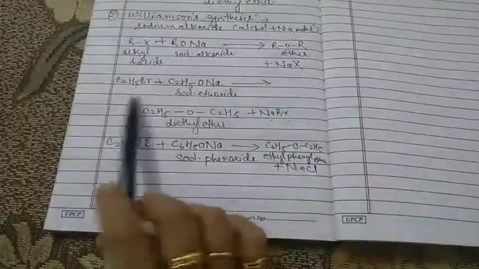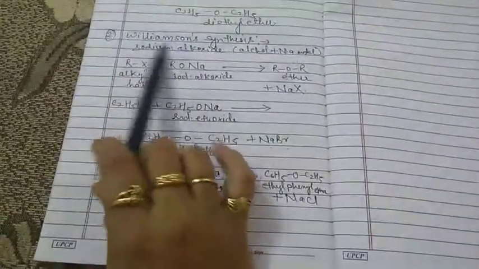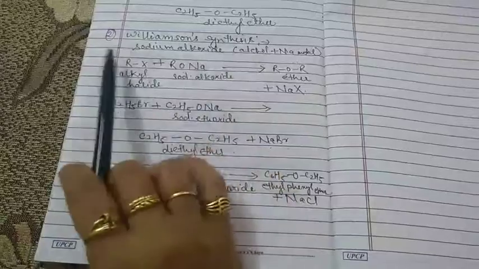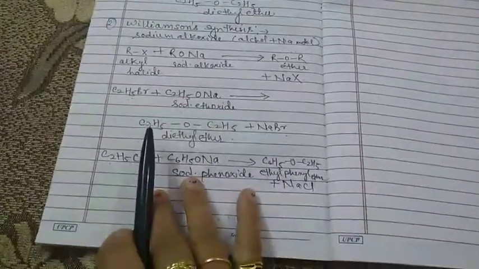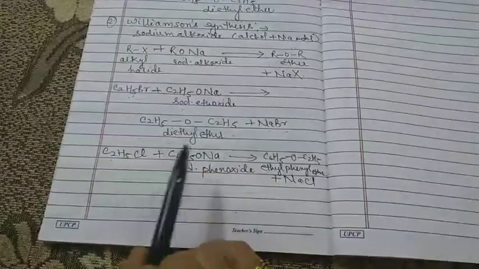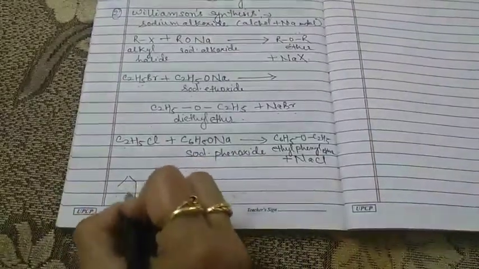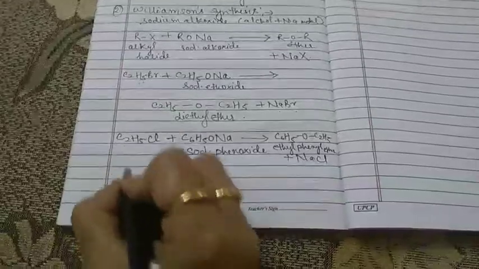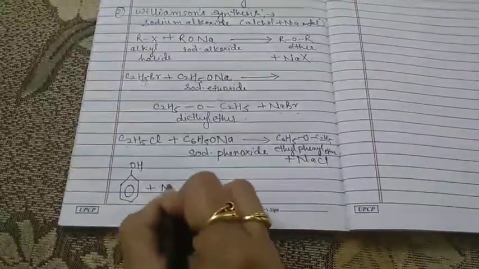Phenols are also converted to ether by this method. This is the Williamson synthesis. With the help of this method, phenols are also converted to ethers, but in this method the phenol is used as a phenoxide. So for that, first of all, this is the structure of the phenol. First, phenol is converted to the phenoxide ion by treatment with alkali.